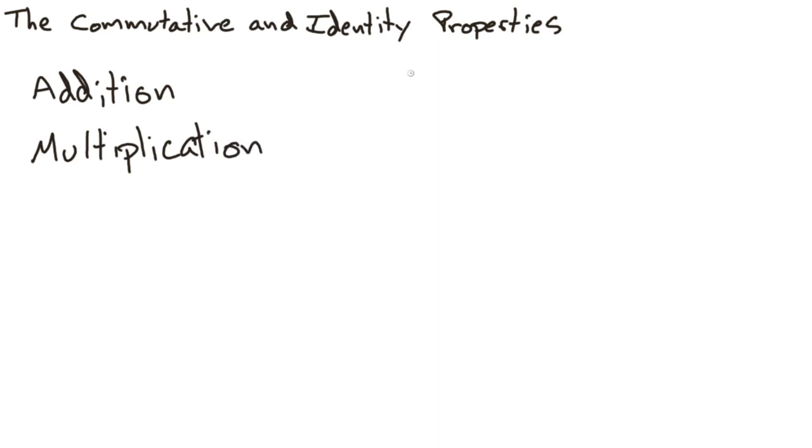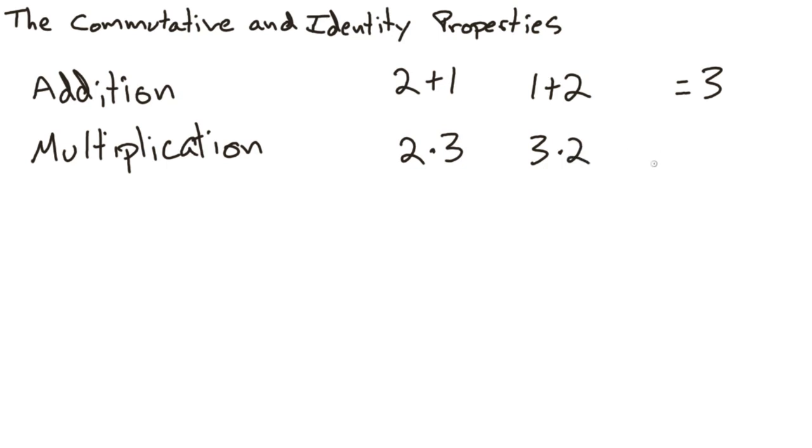Now, you should already know that when you add numbers like 2 plus 1, it doesn't matter in which order you add them in. For instance, 2 plus 1, or you could do 1 plus 2. You're still going to get the answer of 3. Same thing with multiplication. It doesn't really matter what order you multiply numbers in. For example, 2 times 3 is going to give you the same answer as 3 times 2, which is 6. Okay, this is actually the commutative properties of addition and multiplication.